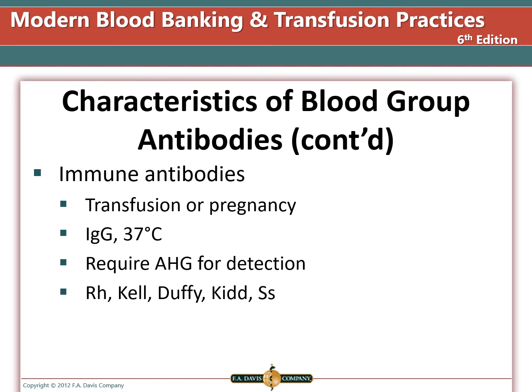Immune antibodies are produced due to exposure to the antigen. This could be by transfusion or pregnancy. Miscarriages and abortions can still lead to antibody formation if the mother is exposed to the antigens from the child. These are IgG and react at 37 degrees Celsius. Most require anti-human globulin for detection. These are a problem for Rh, Kell, Duffy, KIT, and S blood group antigens.